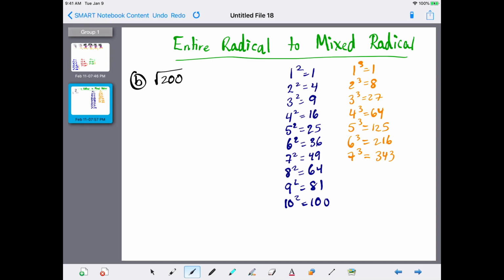Okay, let's do another example. So in this one we have the square root of 200. So again, we're looking for two numbers where one of them is a perfect square. And in this one, you can come up with 100 times 2. And then just like we did in the previous example, we can divide that up. And we can evaluate the square root of 100 because 100 is a perfect square. So that becomes 10 root 2.